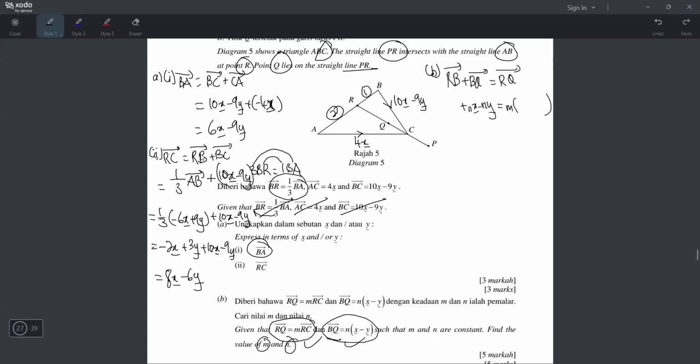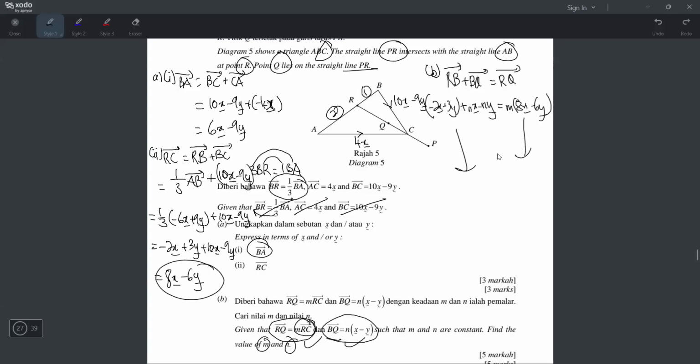Actually, I find already. RB is 1 over 3 AB, which is negative 2x plus 3y. Okay, so it's like this, and then the RQ I ada already. RQ is MRC, and then for the RC is this one lah, 8x minus 6y. Okay, and then I just do both sides, and then later I compare the coefficient of x, and then compare the coefficient of y, and then dapat jawapan.